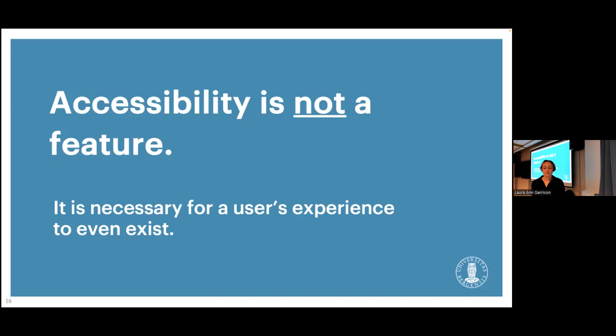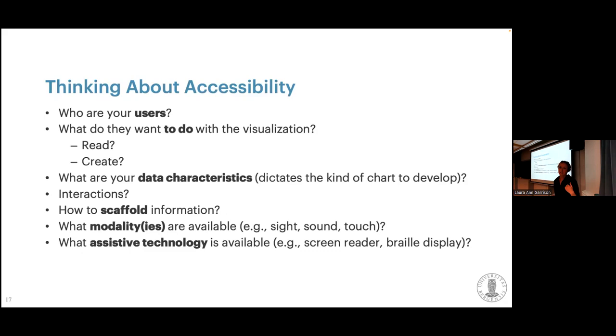So this is a list of things that I found that are useful. And a lot of these also, as a bonus, fall into just good design practices anyway. So first, thinking about who your users are. What do they need to do with the visualization? Are they going to look at it? Are they going to be making something? What are the data characteristics, which of course dictates the kind of chart that you're going to be developing?